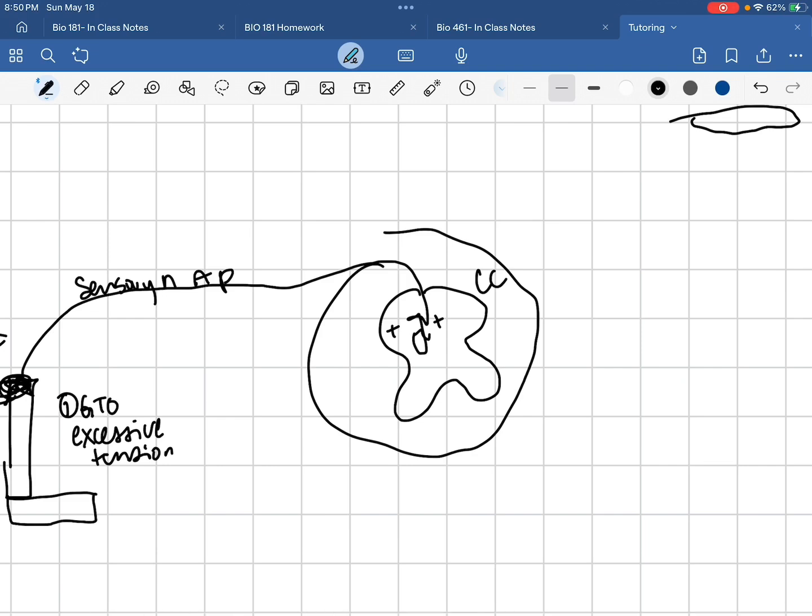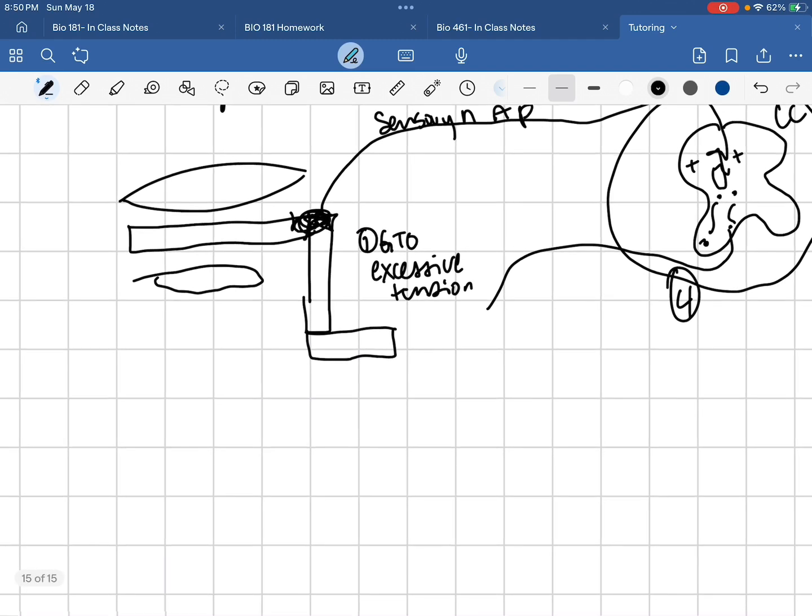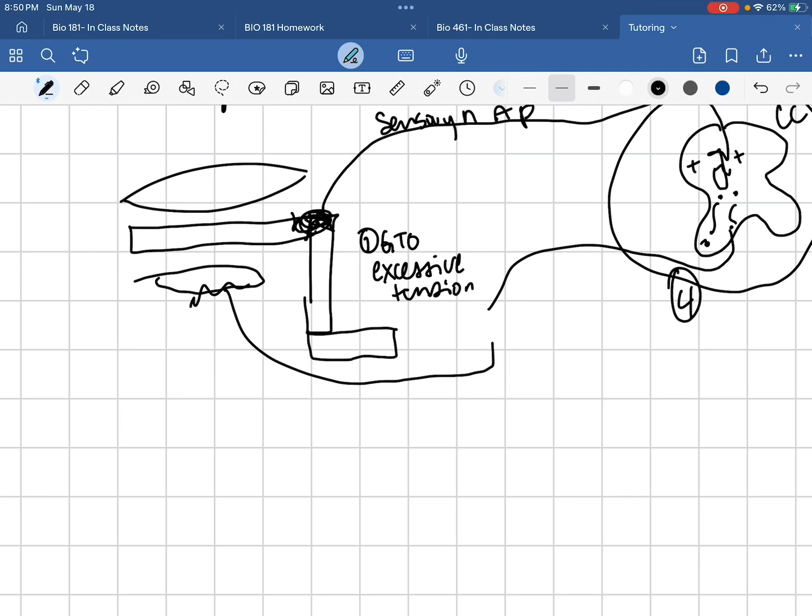Okay, so the sensory neuron synapses with interneurons, not alpha motor neurons, just the interneurons. And then right here is where it's going to connect here and here, and then we're going over to the hamstring. That's the ultimate goal, so that we can prevent the tension.